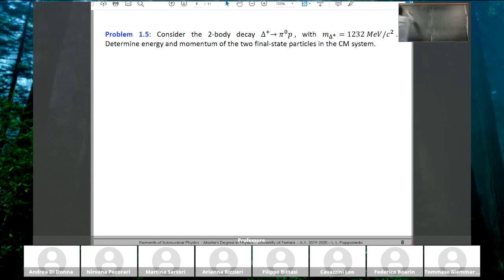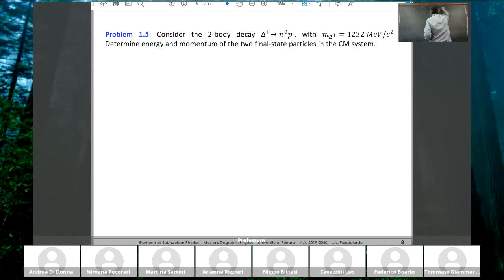So what we're going to study is this decay, the delta plus goes to pi0 proton. The delta plus we will study later in the course when we talk about hadrons. You can imagine the delta plus as an excited state of the proton, so it essentially decays strongly into pi0 and the proton. So in the center of mass, our delta plus is at rest, and the proton and the pion are emitted back to back with opposite momenta.